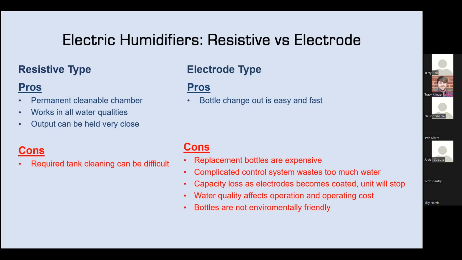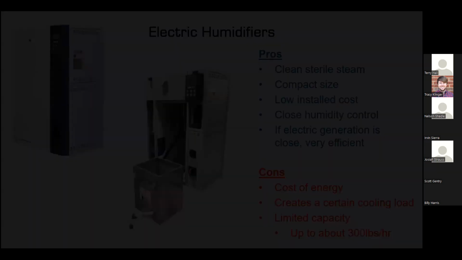There's two types of electric humidifiers. So there's resistive type, that's what we make, and then there's electrode type. The electrodes are generally thought of as easier to service. We have designed our resistive humidifiers for easy service, and I'll just go back.